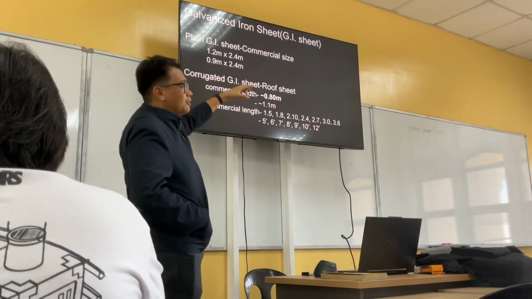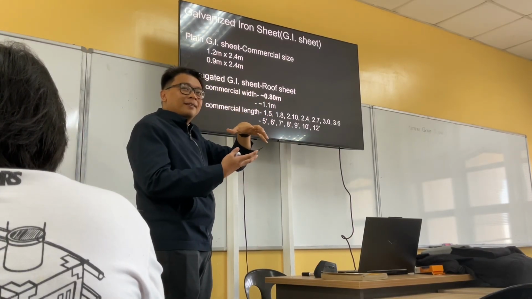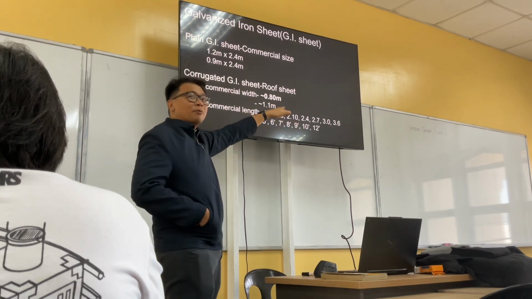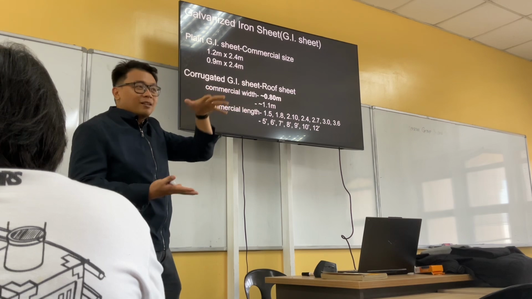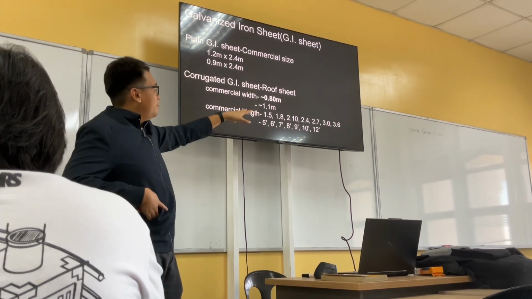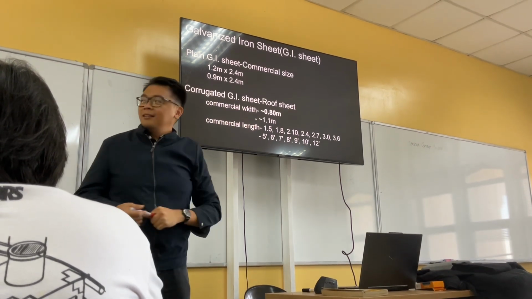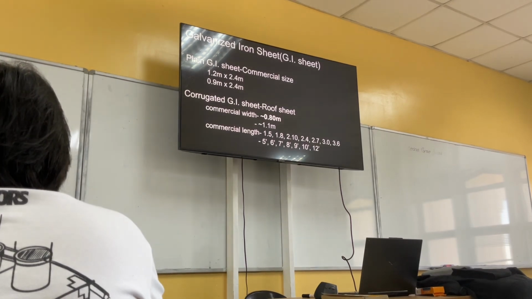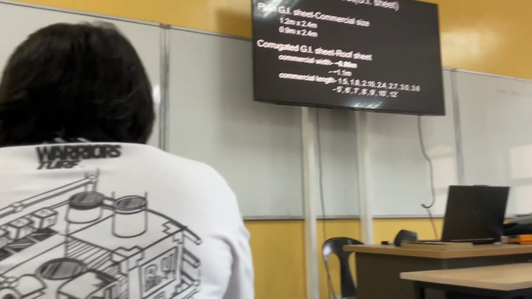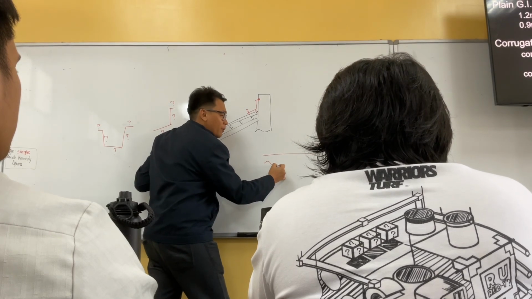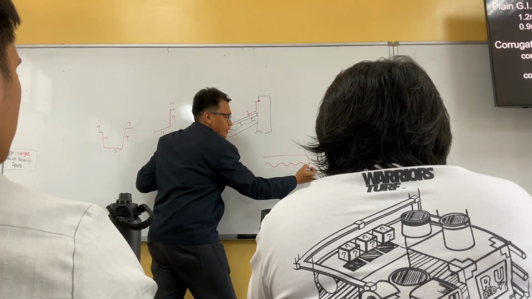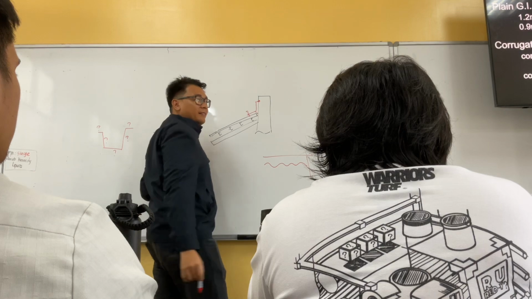Press the corrugated sheet, somehow it has a mo of 0.9, 0.8. For example, 0.9. Press the corrugated sheet, somewhere here.